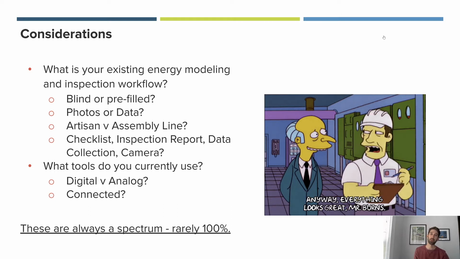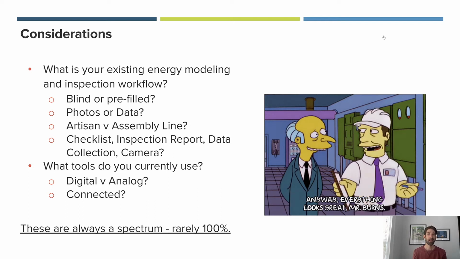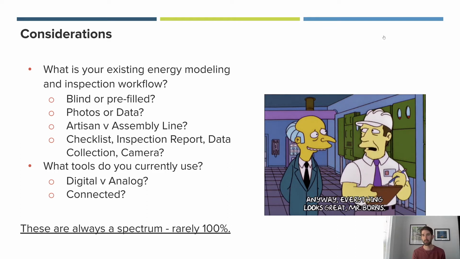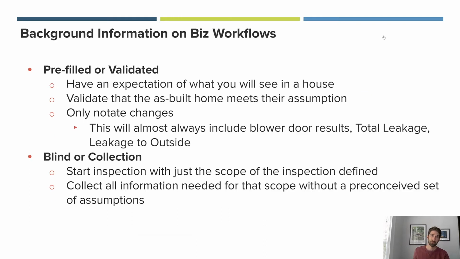Finally, what tools do you currently use? Are you currently paper and pencil or PDF, or do you already use an inspection app today? Did you build that inspection app in-house, or did you buy it off the shelf? And are those tools currently connected to Ekotrope or connected to any other tool via software connections? These are all things that you should be thinking about if you want to do this, and areas that you need to focus on if you already have some tools to figure out how to implement it. Let me go into a little bit more detail on these things.